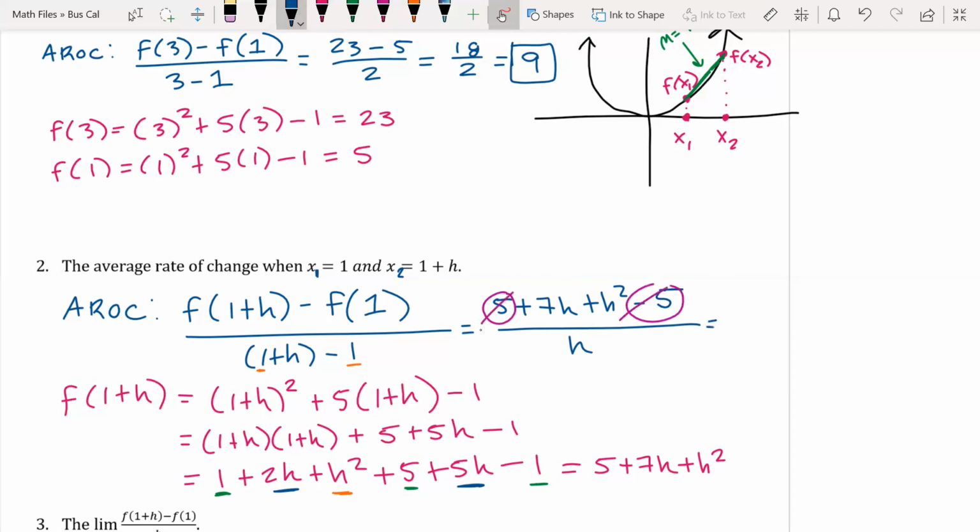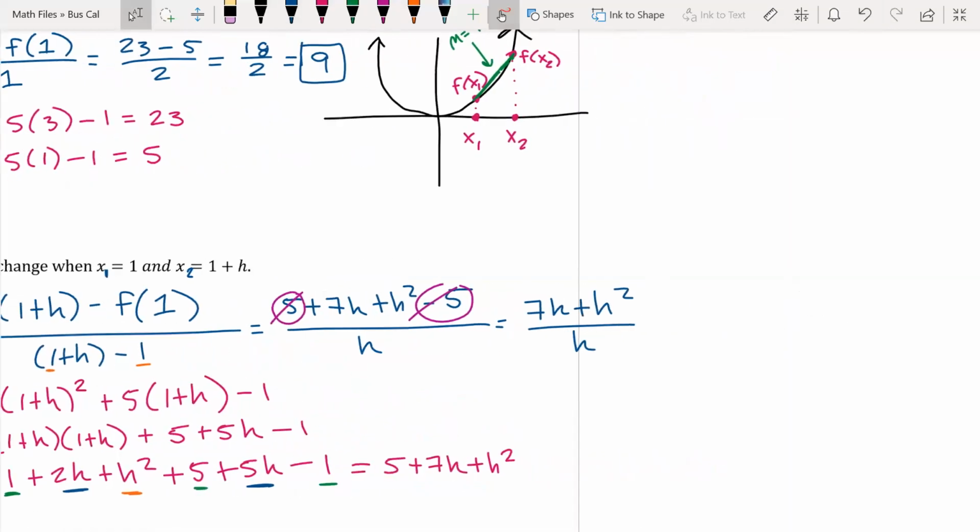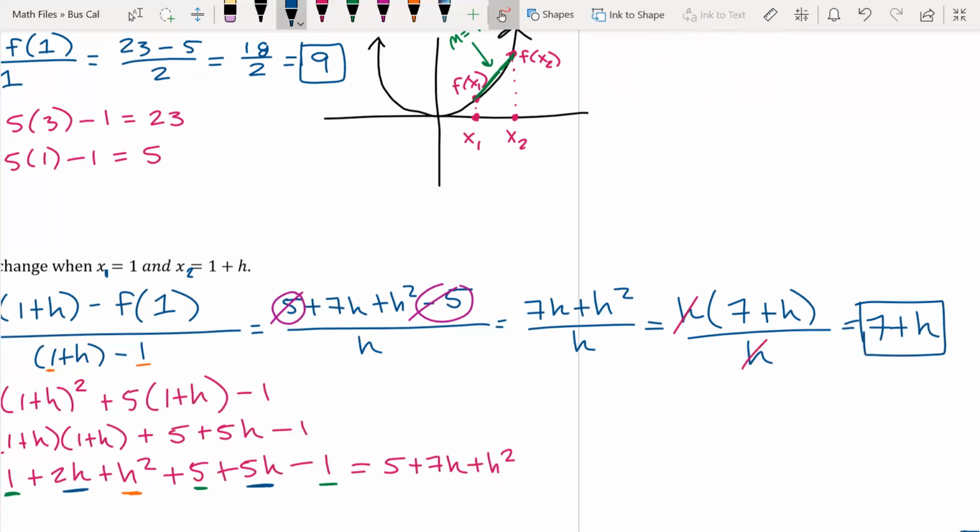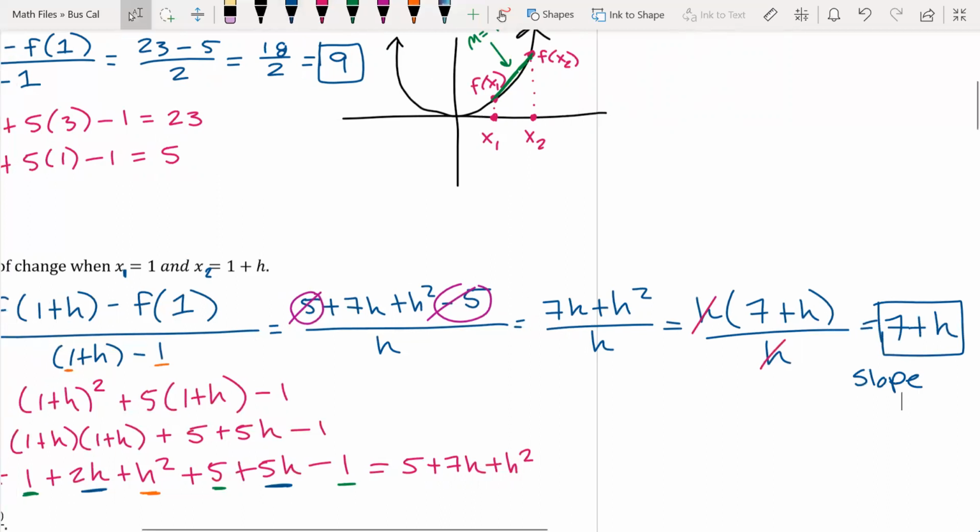And what we're left with is 7h plus h squared over h. And to finish this off, we notice that we can factor out an h in the numerator. So I take an h out, and I'm left with h times (7 plus h) over h. And these h's cancel, leaving me with the final answer of 7 plus h. This is the slope, or the average rate of change, between those two x values.